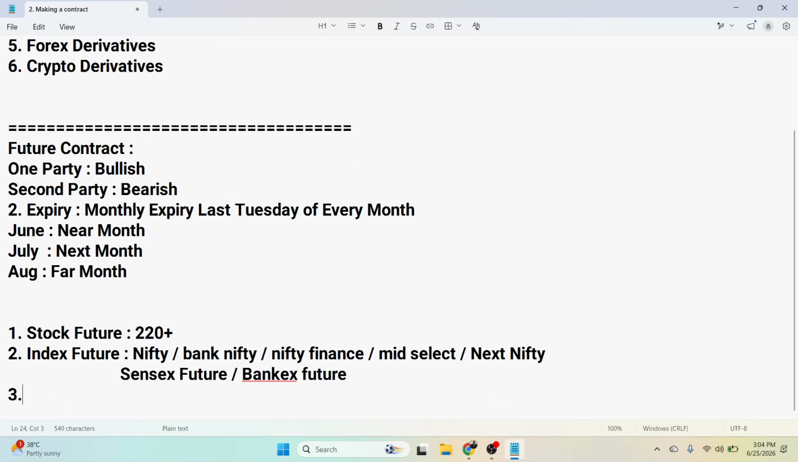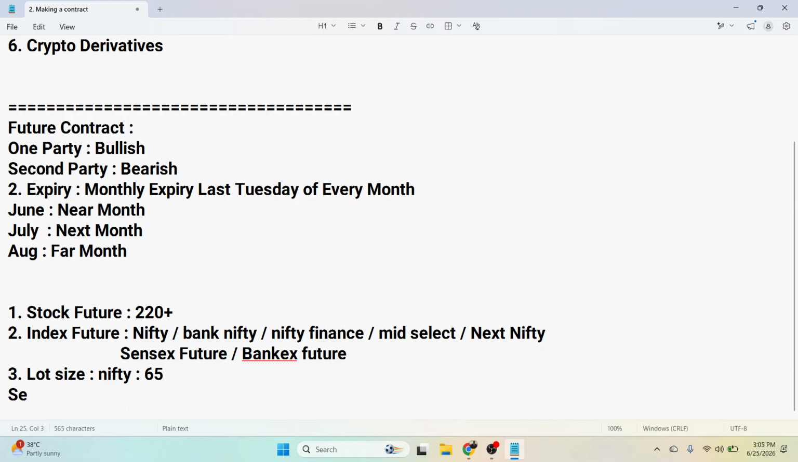Then every contract has a lot size. Lot size means the minimum quantity you have to buy. For example, the lot size of Nifty is 65, so one lot would be a quantity of 65. If you go for a particular share like Infosys, it has a lot size of 400, so one lot would be 400 shares. Nifty has a lot size of 65, Sensex has a lot size of 20, and other indices have their specific lot sizes. We can only buy in lots: one lot, two lots, three lots, in multiples of lots. You can go for one lot, 10 lots, 100 lots. It's all up to your choice.